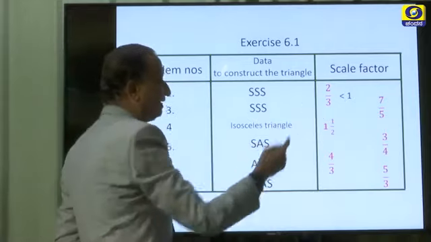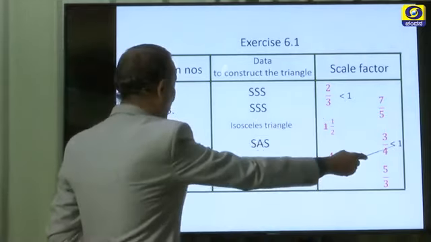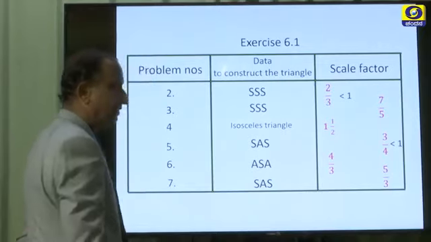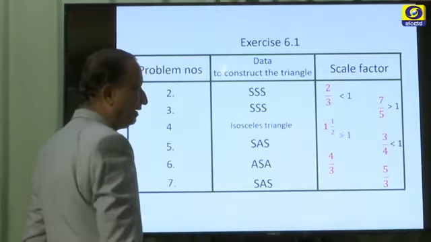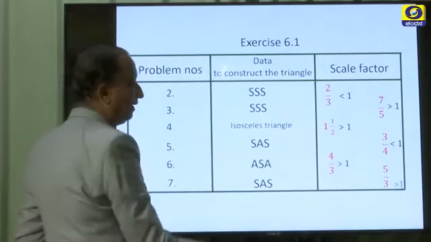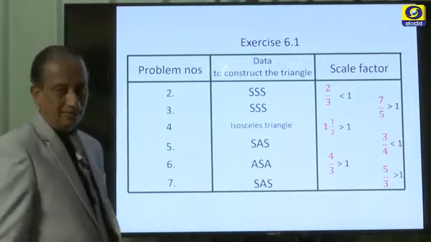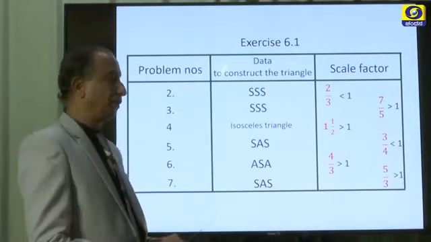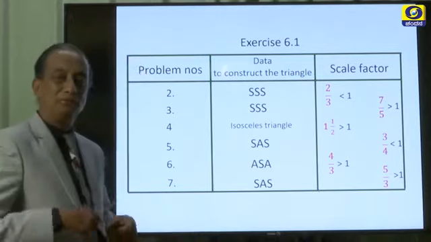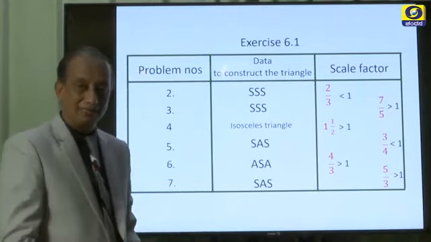So in the first case the scale factor is less than 1, and in the fifth case also it is less than 1, and in all the remaining 4 cases the scale factor is greater than 1. So in other words, in the examination you can expect the scale factor to be greater than 1 or less than 1.